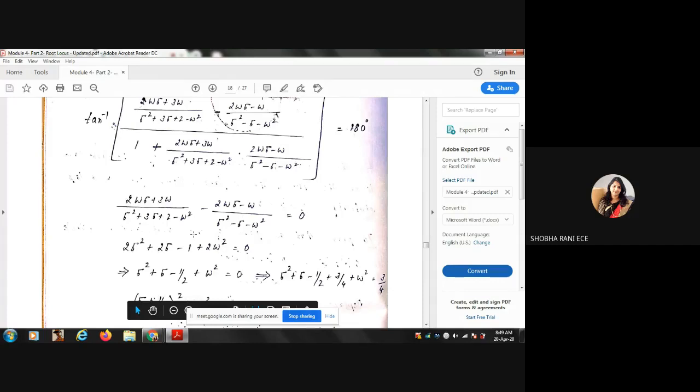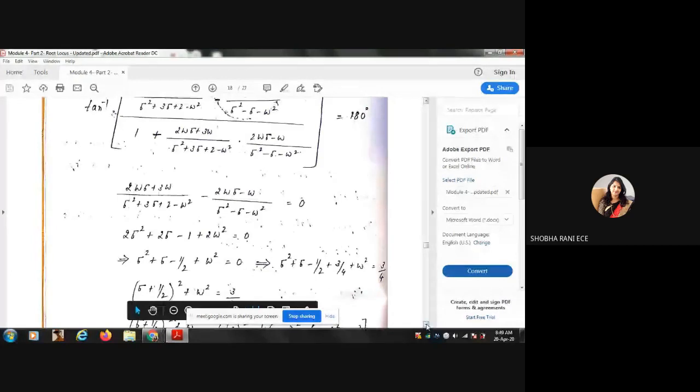So this equation I have divided completely by 2, so that I get sigma square plus sigma minus 1 by 2 plus omega square is equal to 0. I have added 3 by 4 on both the sides, so that I get this equation as sigma square plus sigma plus 1 by 4 plus omega square is equal to root 3 by 2 whole square. So this equation will be of the form sigma plus 1 by 2 whole square plus omega square is equal to root 3 by 2 whole square.